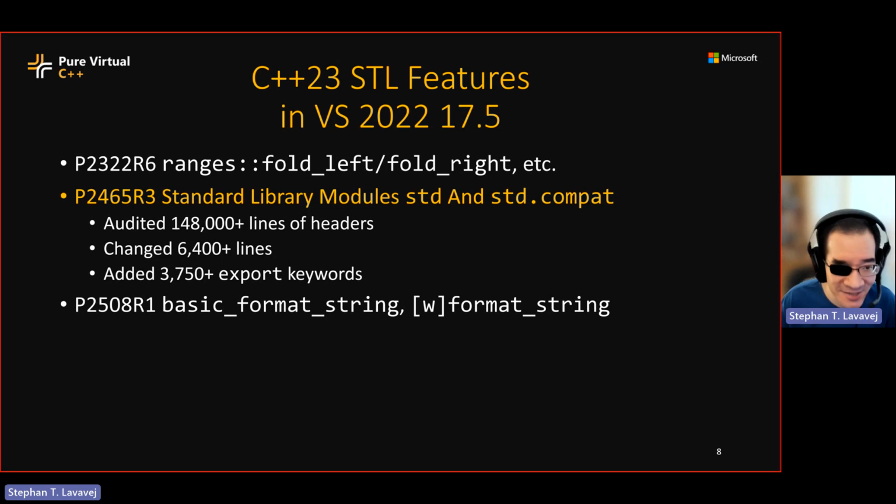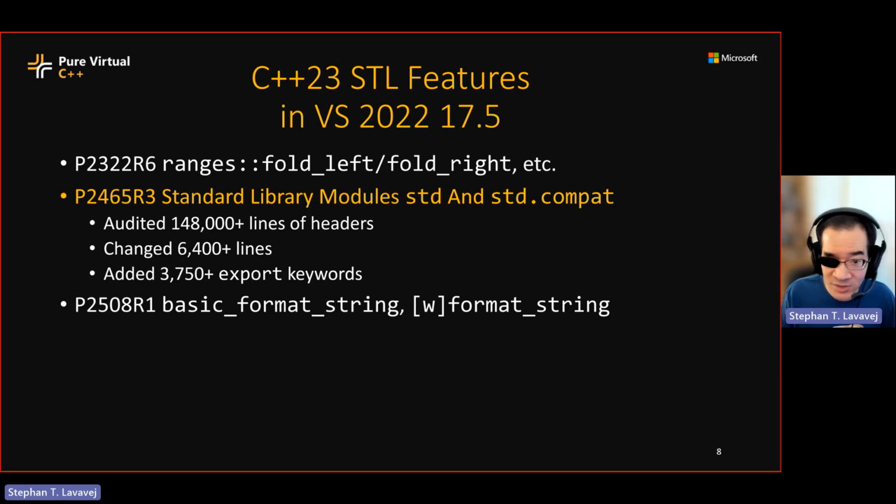So here are some fun statistics. I had to manually audit 148,000 lines of headers. The pull request, which you can view on GitHub, changed over 6,400 lines, and I had to manually add over 3,750 occurrences of export, because only through that manual process could we mark every publicly accessible identifier in the STL as exported for use by users through the modules.